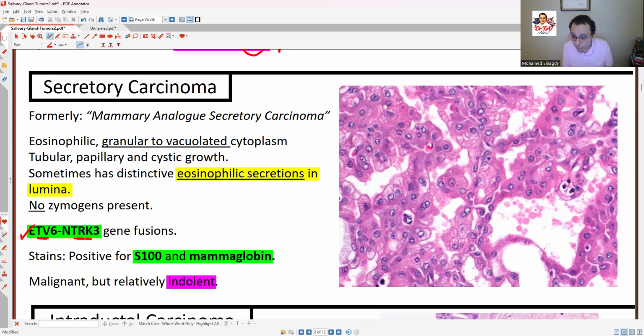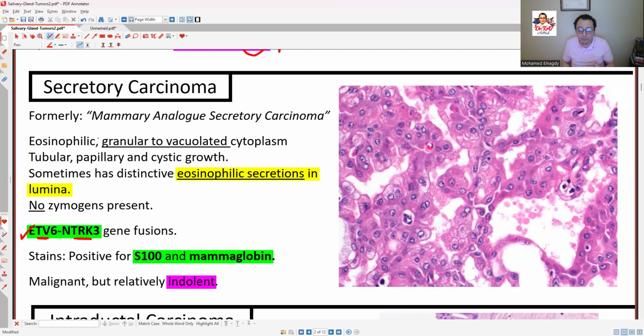That's the secretory carcinoma. What's secretory carcinoma? You always see the same oncocytes. Well, you will see the same eosinophilic granular to vacuolated cytoplasm cells. However, this time, the cells are not forming any solid masses like the oncocytoma, and they are not rimming around lymphoid or mature lymphoid tissue like in Warthin tumor.